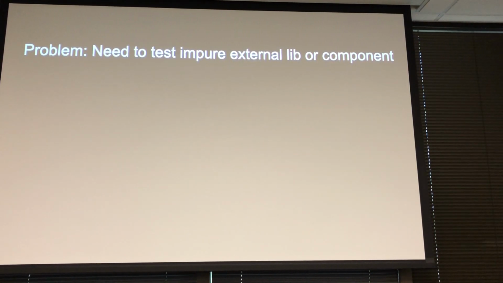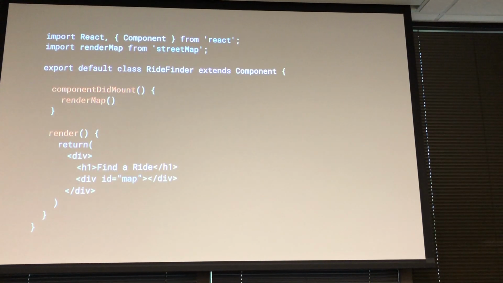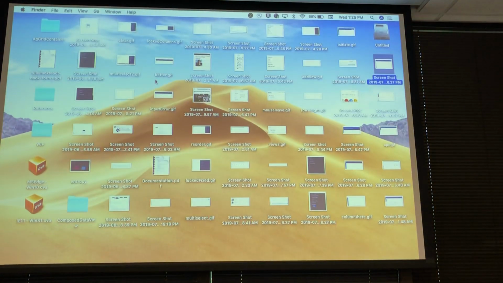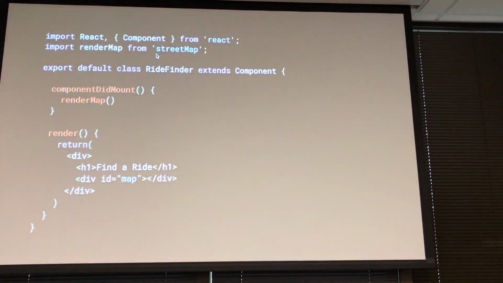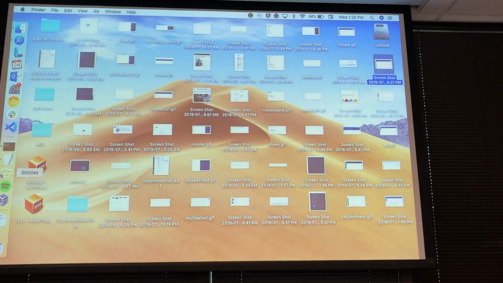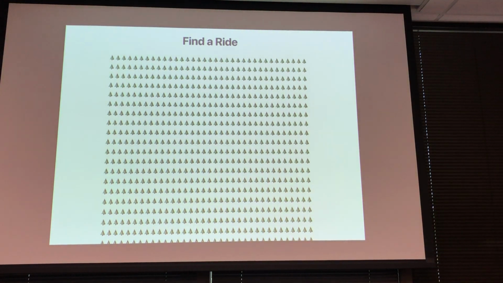All right, so the next one is we want to test an impure library or a component. This is the example of the black box that I was talking about. We have some black box, and all we know is that if there's an ID with map on the page, and you call this function, it will toss in some map stuff. Actually, I think I have a picture. Yes. So for example, it will toss in this map, pretend that's a map. We didn't actually do anything of that, but it's some black box code that just throws a map in there for us.